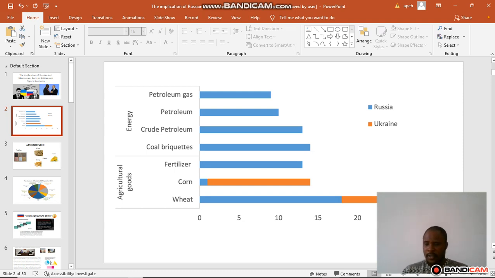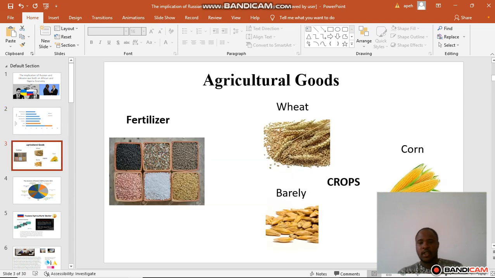So this week, or today, I would like to focus on the agricultural goods of both countries, but I'll be looking at Russia since they have a dominant factor, or absolute comparative advantage. Now you could see agricultural goods. We're talking about crops and fertilizer. Crops has to do with the wheat, barley, corn, and of course the fertilizer.